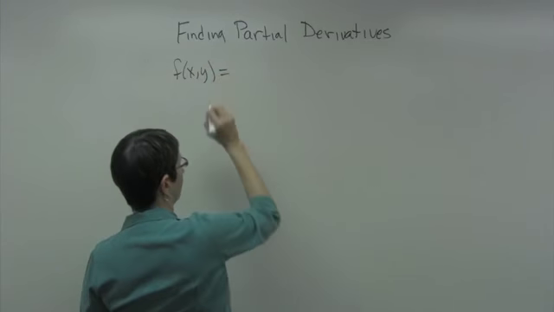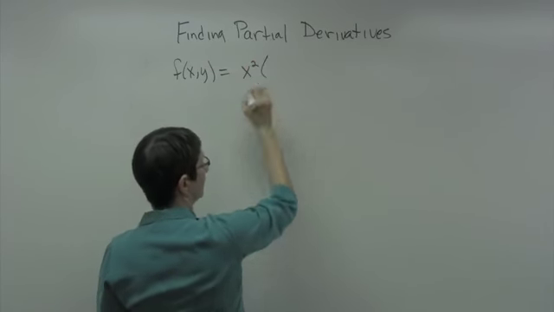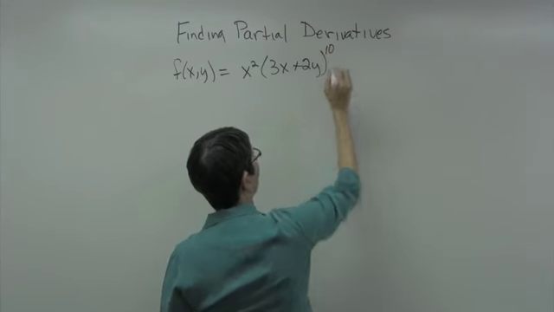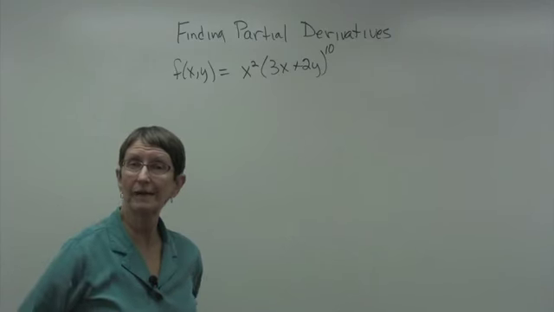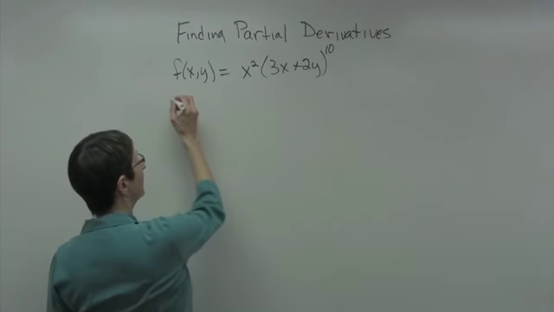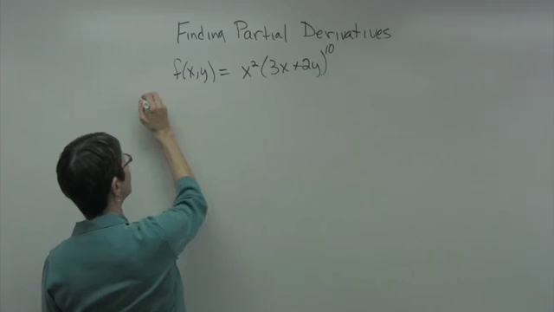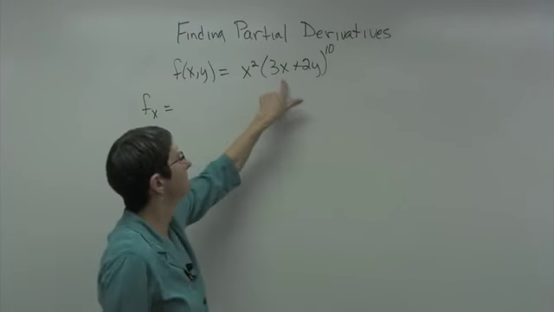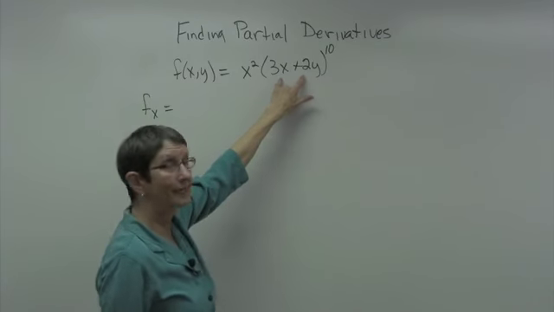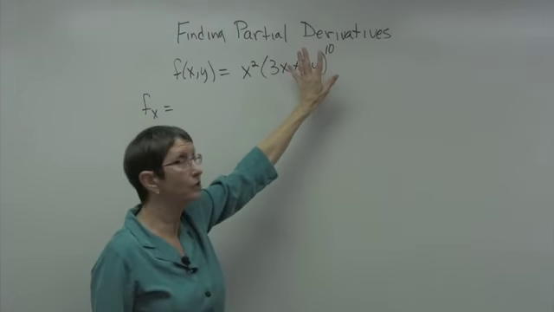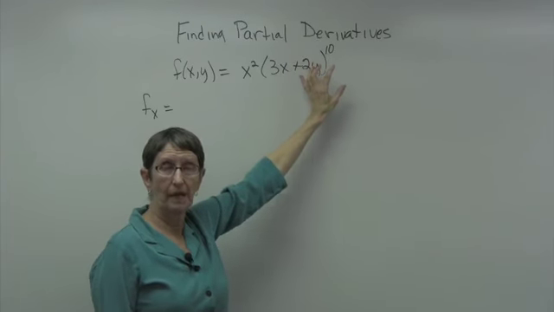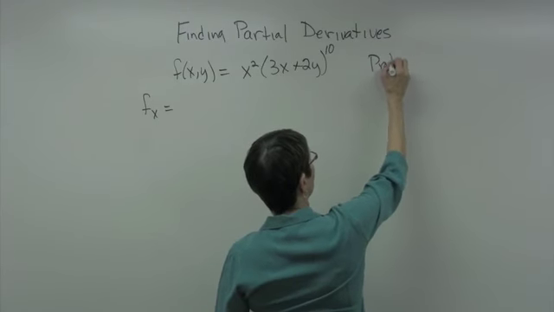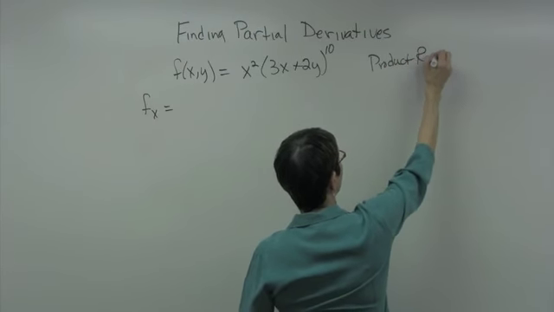F of xy equals x squared times (3x plus 2y) to the 10th. So my parenthesis is raised to the 10th power. And I think I'll just look at one partial derivative this time. Let's just look at the partial of f with respect to x. Now, there are two x's. What's inside here can't be changed because it's to the 10th power, so that parenthesis is a unit. But since there are two x's, that means product rule. So, to take the derivative, you have to do the product rule.